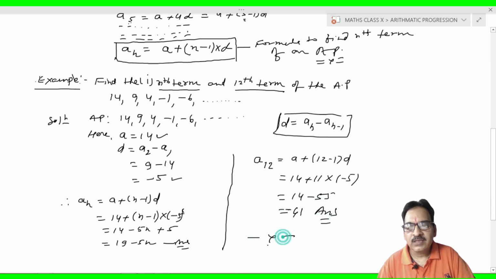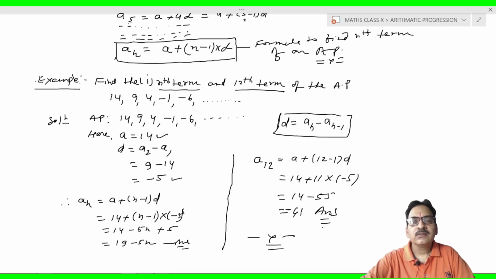I hope you understood how to use this formula An equal to A plus n minus 1 into D to find the nth term or to find the value of a particular term, 12th term, 13th term, and so on. Okay, good. We'll discuss a little more about this in the next video. Thank you.